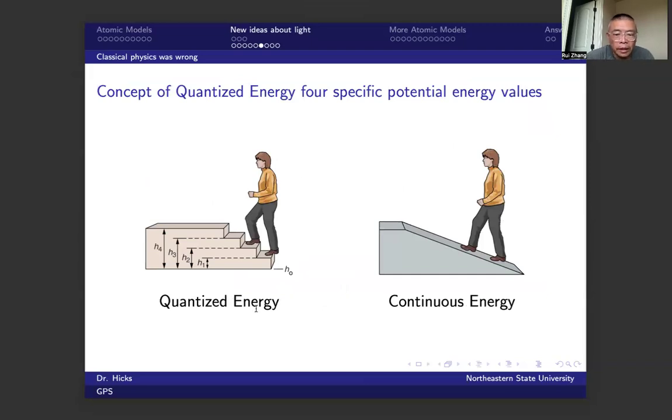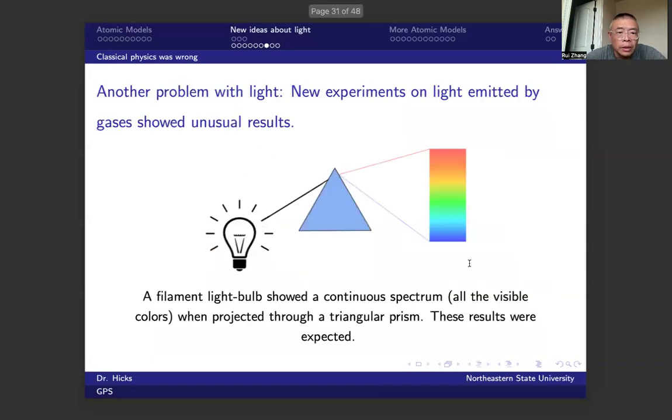Roughly speaking, the quantum physics idea is like this. If you consider classical physics, the energy can be changed continuously, like this. Well, if you go back to the quantum world, the energy cannot be changed continuously, but it can change only one step after another step. It's kind of like a person walking on steps. Like here, it's like a person walking on a continuous ramp.